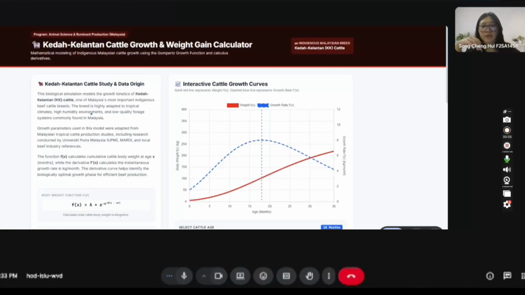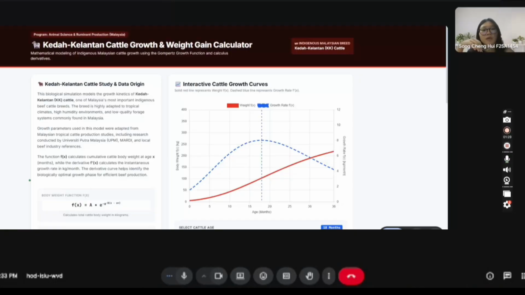In this website, the function f(x) is going to calculate the cumulative cattle body weight at each x, which is a month, and also the derivative f'(x) will calculate the instantaneous growth rate in kg per month. The derivative could help us to identify the biologically optimal growth phase for efficient beef production.